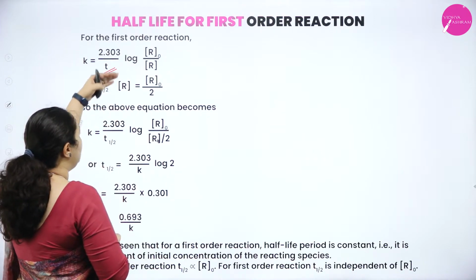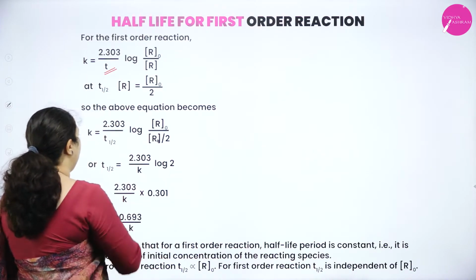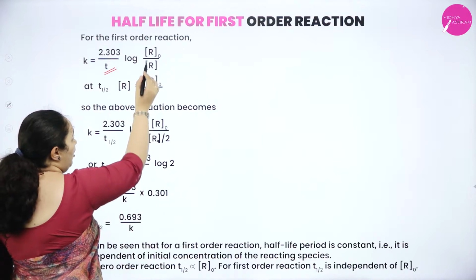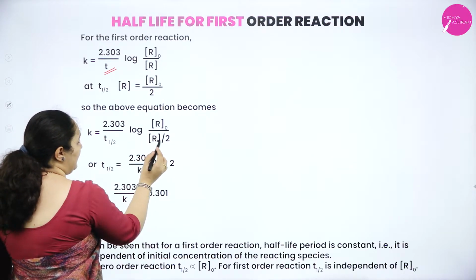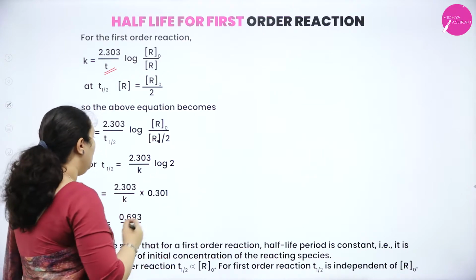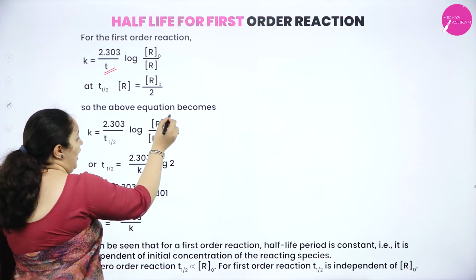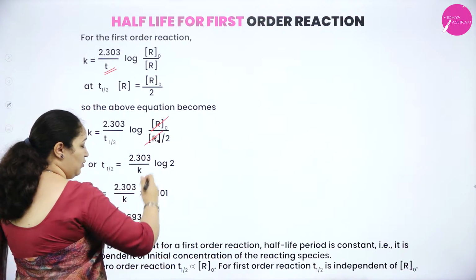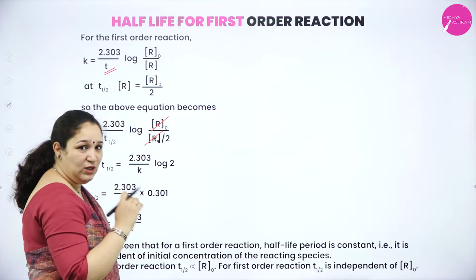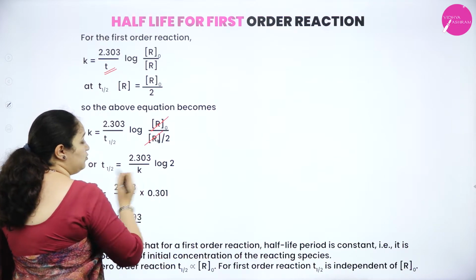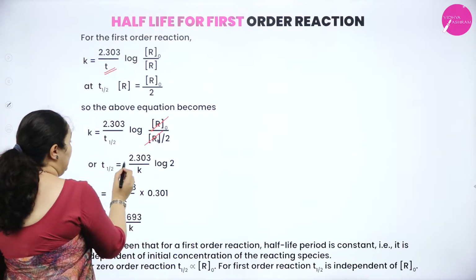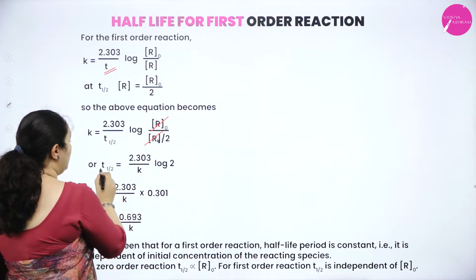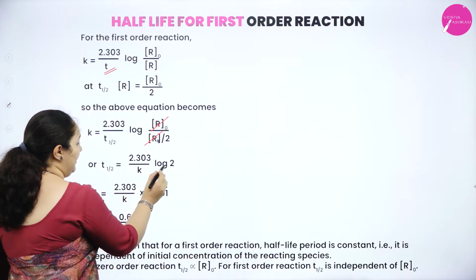Now if I substitute this in the above equation, what will we get? k = 2.303 by t half, log of R₀ as it is, and instead of R, we write R₀ by 2. Now, what will happen? Here, R₀ and R₀ get cancelled. Remember, this is divide by 2. When we reciprocate, it will go into the numerator and you will get log 2. Correct? Then t half we have taken onto the left hand side and k has come to the denominator. So t half is equal to 2.303 by k log 2.